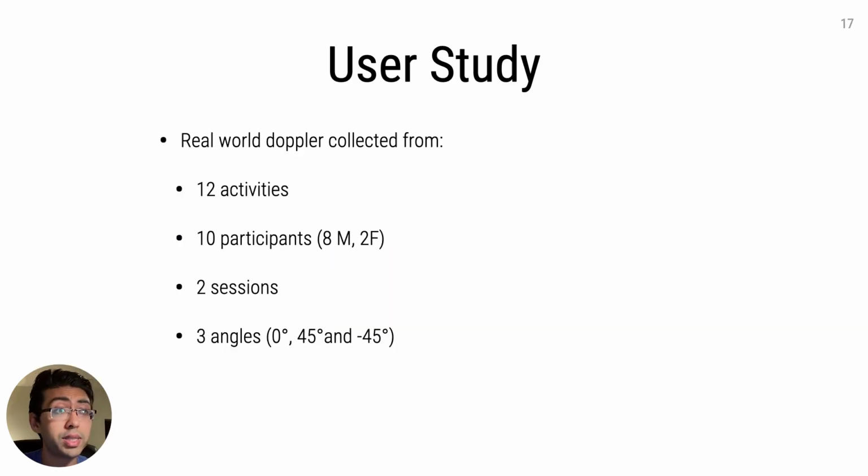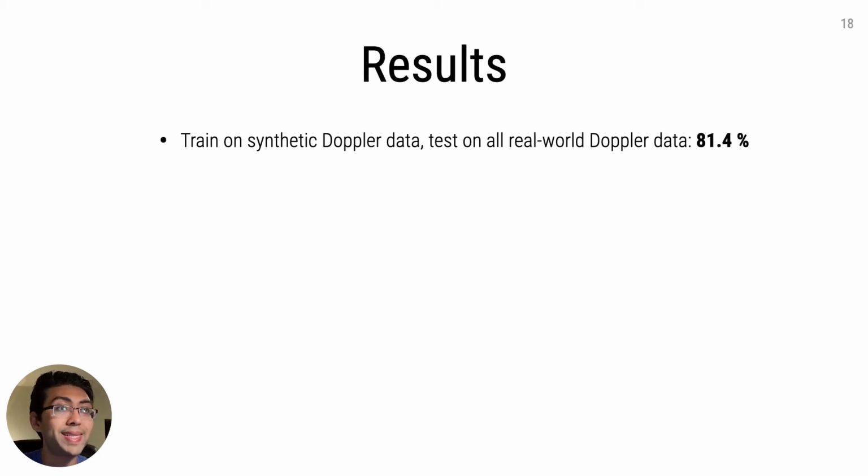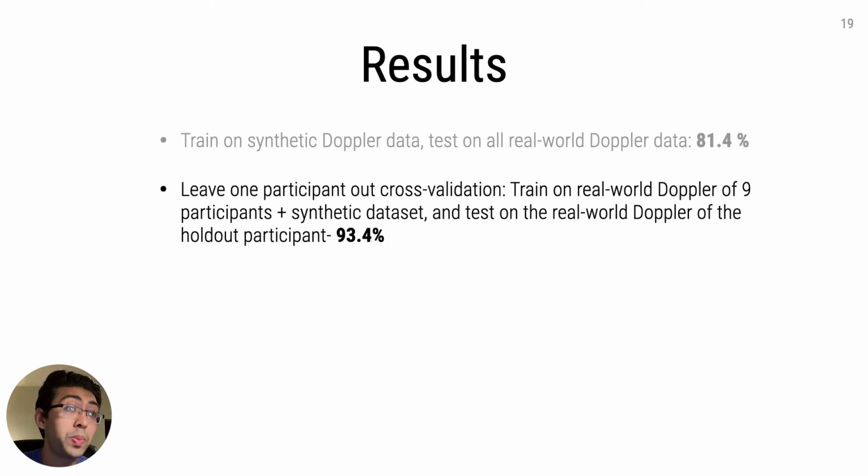To evaluate our system, we collected data from 10 participants over 12 activities. When we train our model on the synthetic Doppler data generated from the videos and test on the real-world Doppler data we collected in our user study, our system has an accuracy of around 81%. When we add real-world Doppler data into the training mix and run a leave-one-participant-out cross-validation, the accuracy increases to 93%.